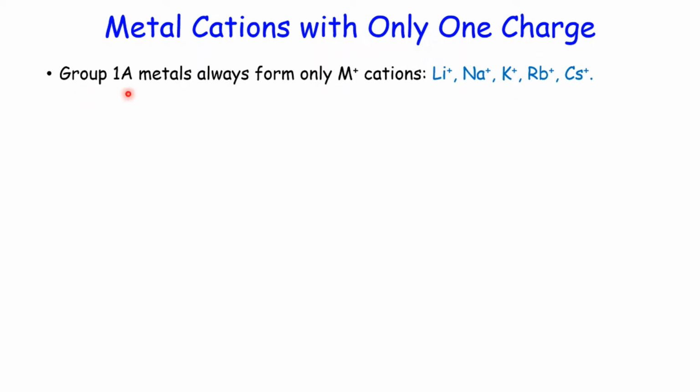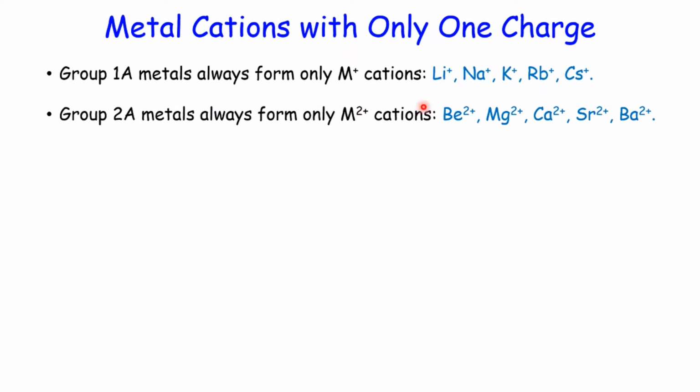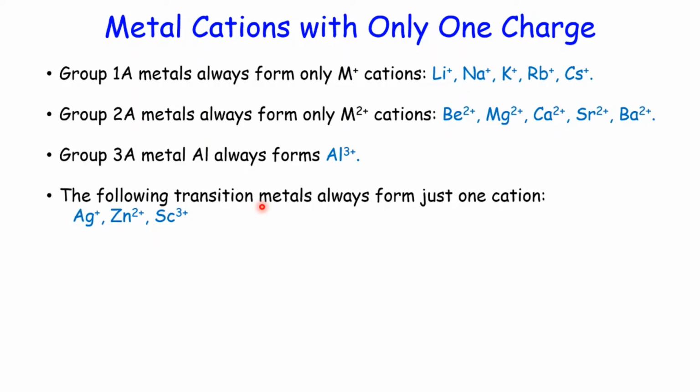So we already know group 1A metals always just form 1+ cations. No exception. Group 2A, 2+. Group 3A, aluminum always forms aluminum 3+. Now the other ones in the family, for these three transition metals, they also always form just one cation. Silver is always +1, zinc always +2, scandium is always +3.